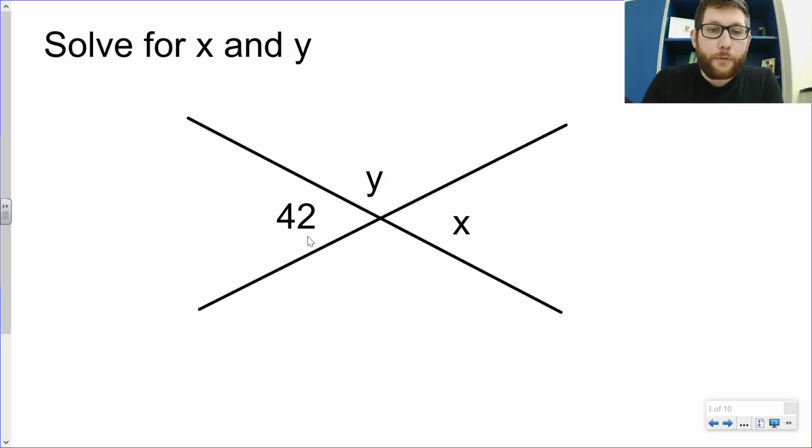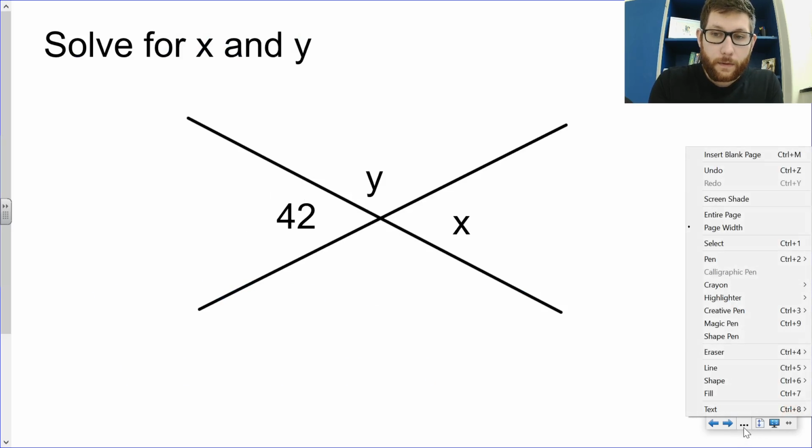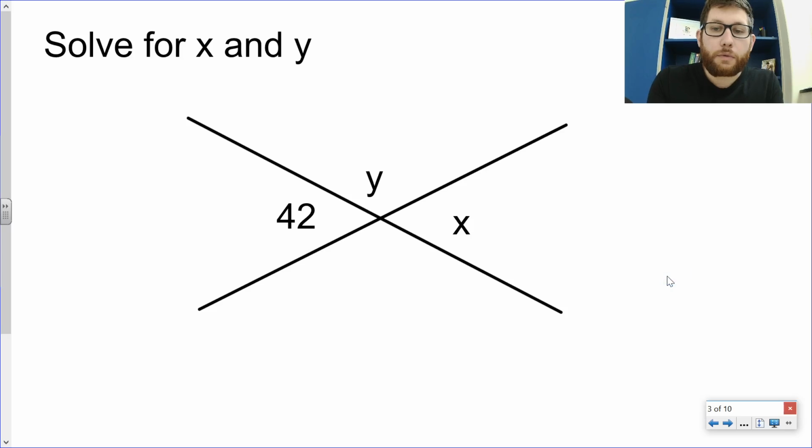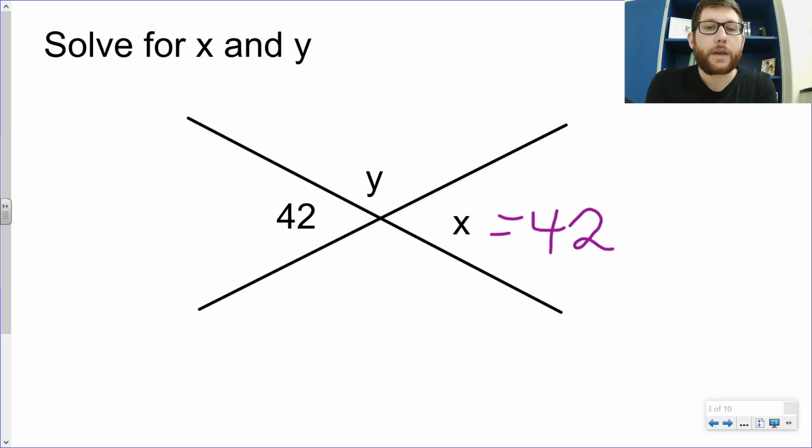Let's say that we have 42 degrees here on the left side, and what we'd like to do is solve for x and y. The first thing we should do is remember that vertical angles are opposite, they're also congruent. So if this is 42, x is equal to 42. It's just that simple. The second piece is to look and see, if this is 42, what is y equal to?